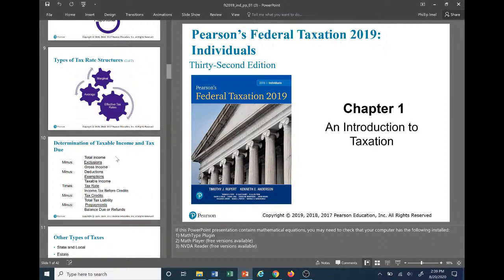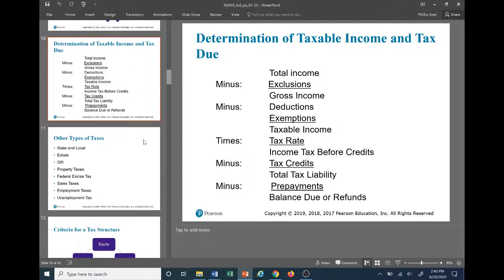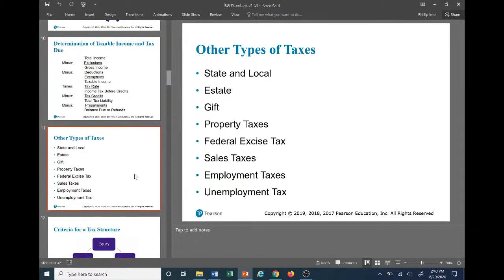So these are important. This one here, very important, determination of taxable income. This is definitely something you will see on a homework or a quiz or an exam, because obviously this is our formula that we're going to be building upon throughout the semester. We'll just be getting into more intimate details about it. Other types of taxes, this is important, obviously, to know a little bit about what types of taxes are out there.